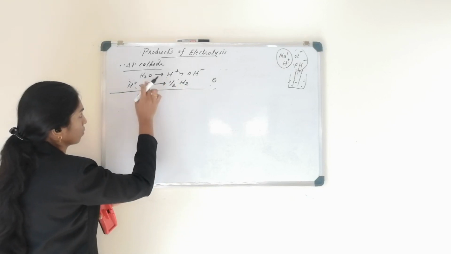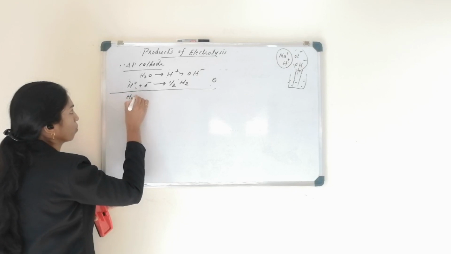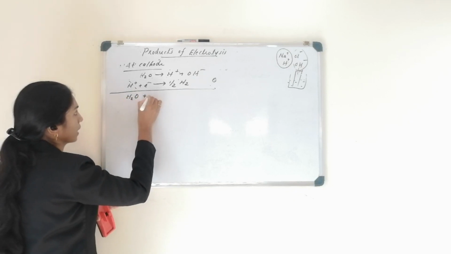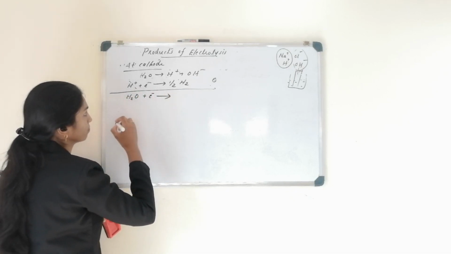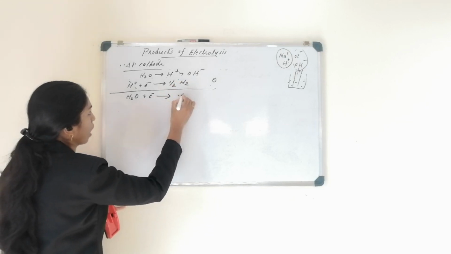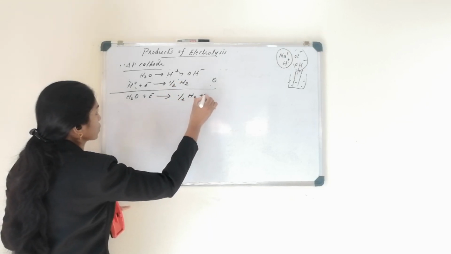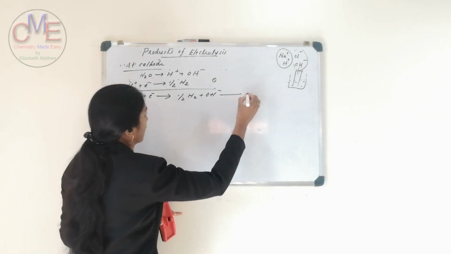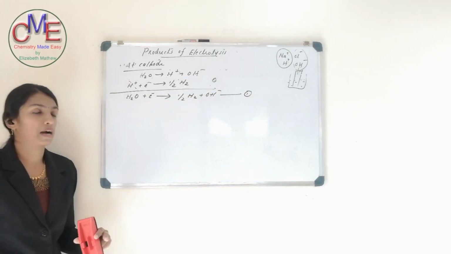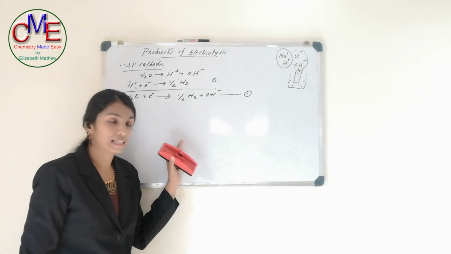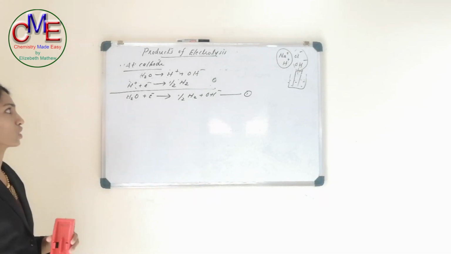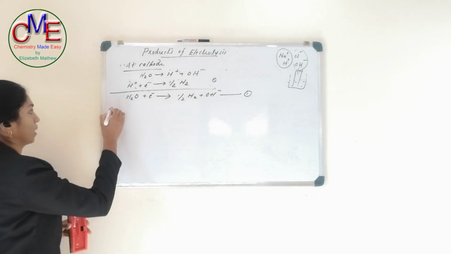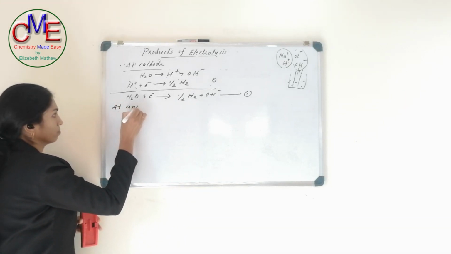Then what was left? H2O plus electron gives half H2 plus OH minus. This is the reaction occurs at cathode. We can mark it as equation number 1. Then let's see what is the chemical reaction occurs at anode. So let's see at anode.